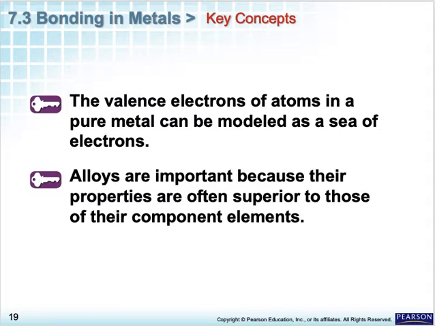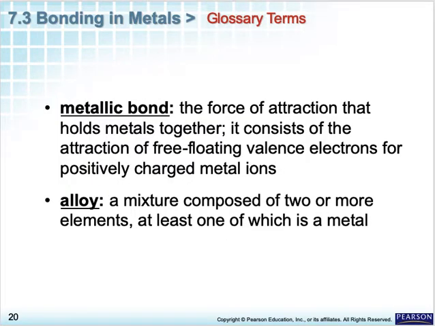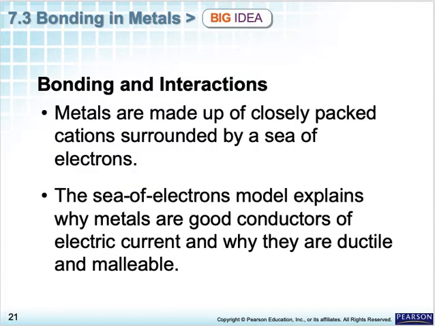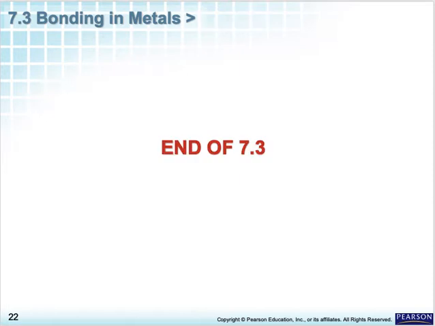So we're almost done. Valence electrons of an atom in a pure metal can be modeled as a sea of electrons. Alloys are important because their properties are superior to those of their component elements. You need to know the definitions metallic bond and alloy. The big idea here is bonding in metals: we can model it as a cation surrounded by a sea of electrons. And the sea of electrons model explains why the metals are good conductors of electric current and why they're ductile and malleable.